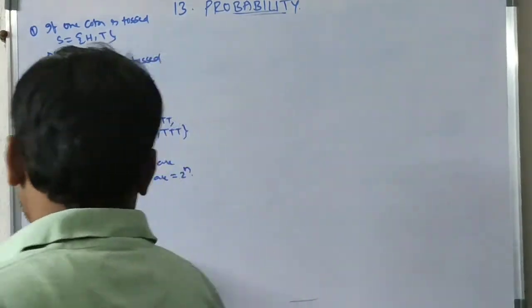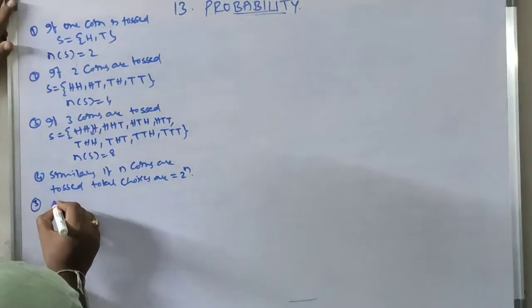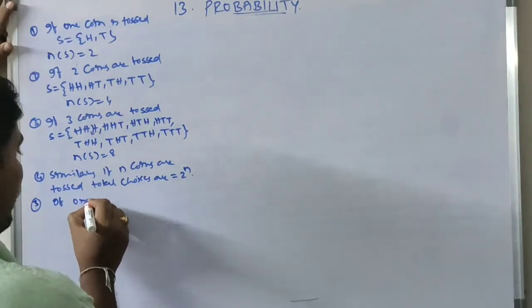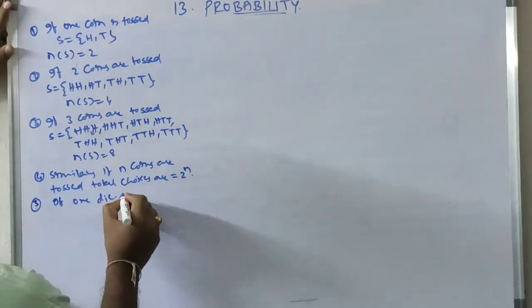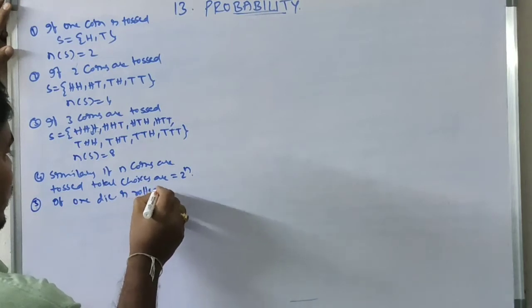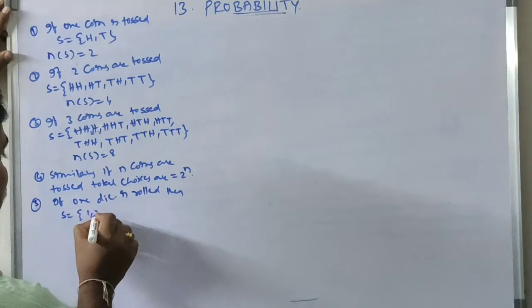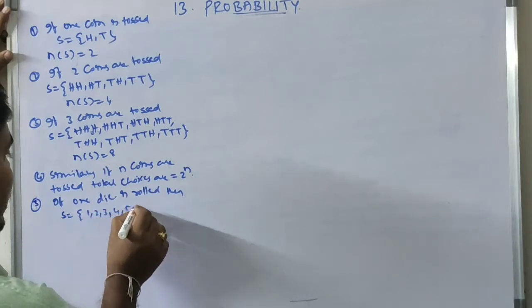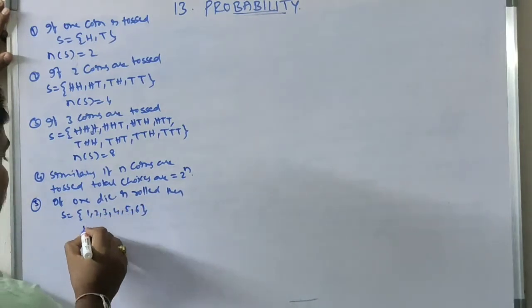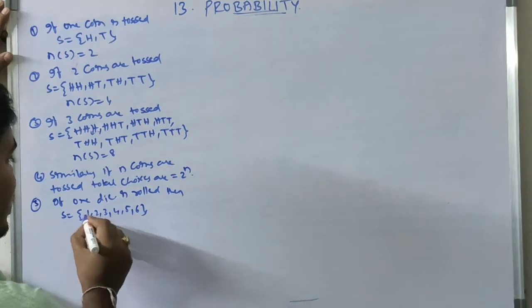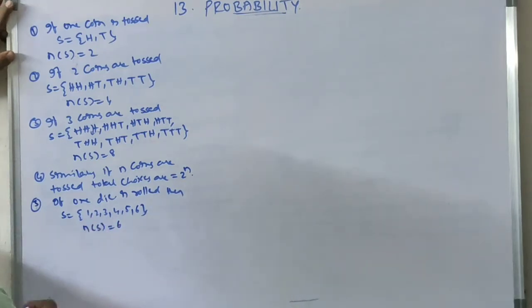Next, if one die is rolled, then choices are 1, 2, 3, 4, 5, 6. So these are the choices. So total number of choices is 6. N of S equal to 6.